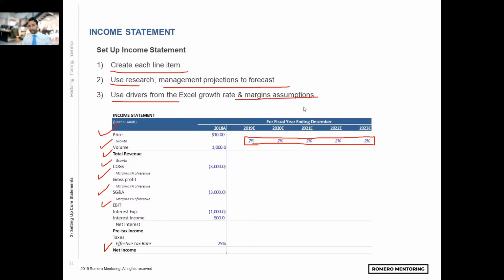Where do we get the margin assumptions? Well, we're going to be calculating it. So we're going to be calculating margins for cost of goods sold and SG&A, and we're going to use these margins to flatline and help us forecast the operating expenses line of this income statement.